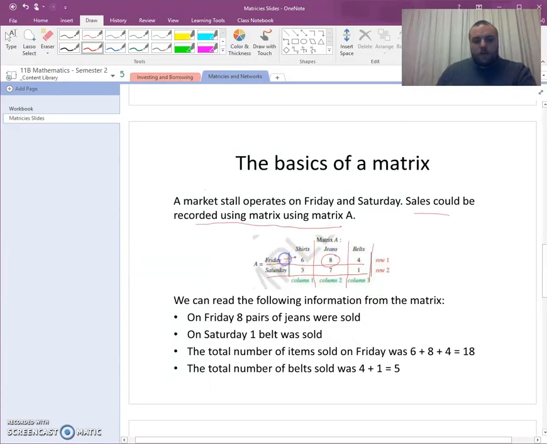So we're saying go across from Friday, down from jeans, and that tells us 8 shirts. So it's just literally a table. On Saturday, 1 belt was sold. So that's just here. The total number of items sold on Friday, we can just add up all of these here. So add 6 plus 8 is 14, plus 4 makes 18. The total number of belts sold in total, we add the numbers in the column. So that's 5.